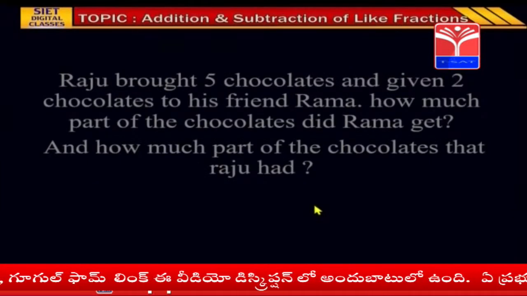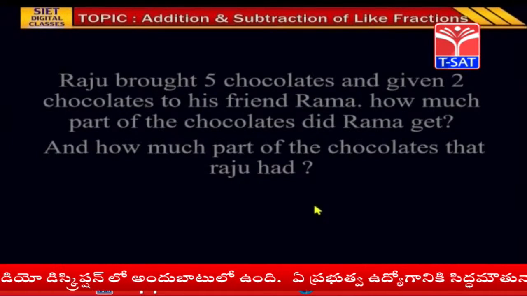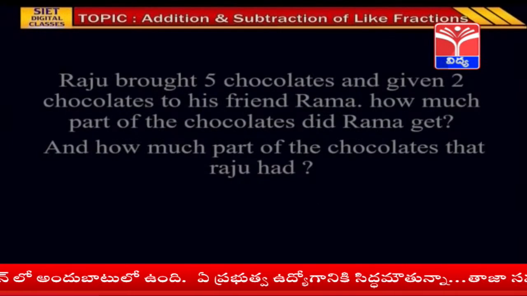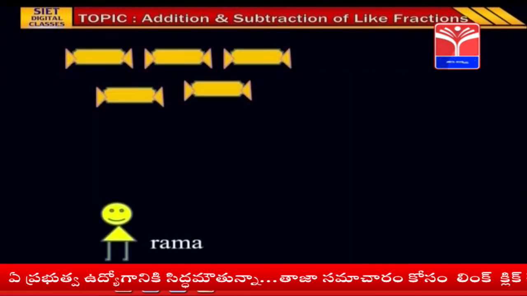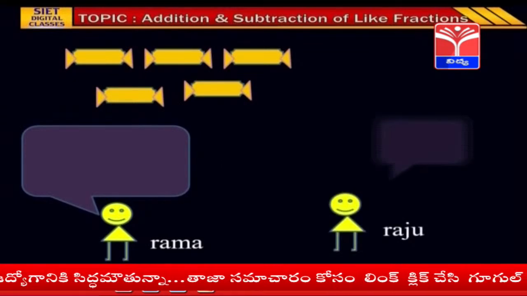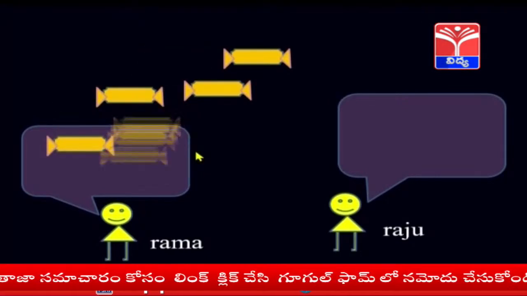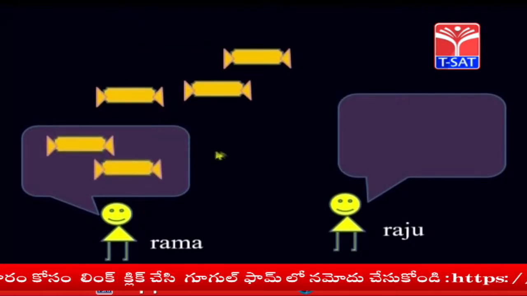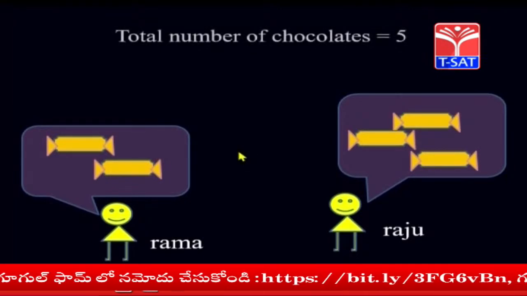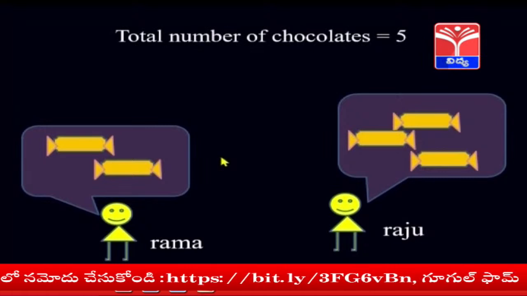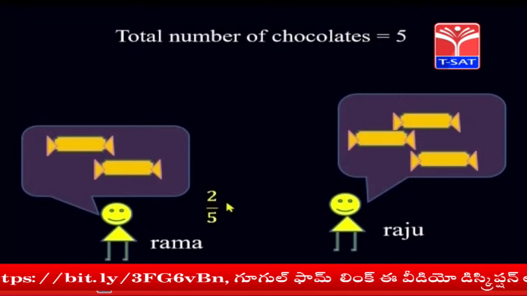Raju brought 5 chocolates and gave 2 chocolates to his friend Rama. How much part of the chocolates did Rama get? And how much part of the chocolates did Raju have? See, in total how many chocolates are there? 1, 2, 3, 4, 5. Of these, 2 chocolates go to Rama and 3 to Raju. So the total number of chocolates is 5, and how much part of the chocolates did Rama get? That is 2 by 5.